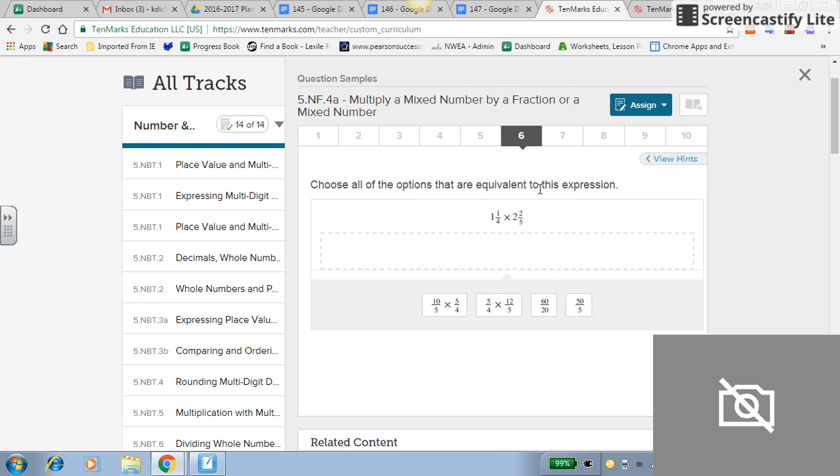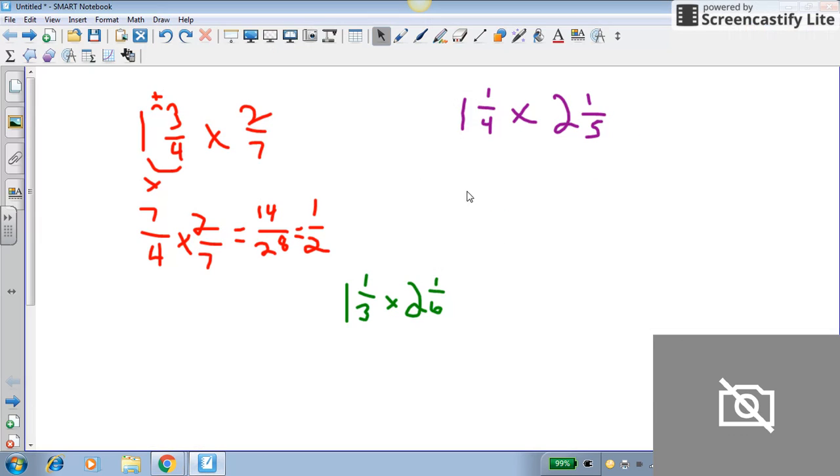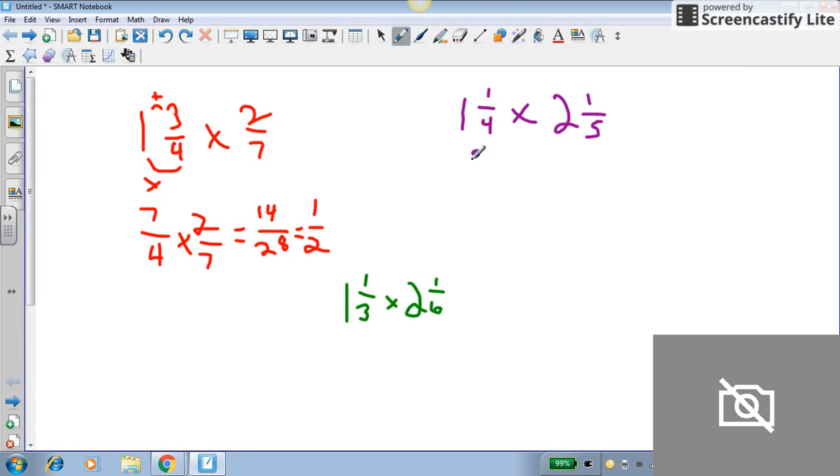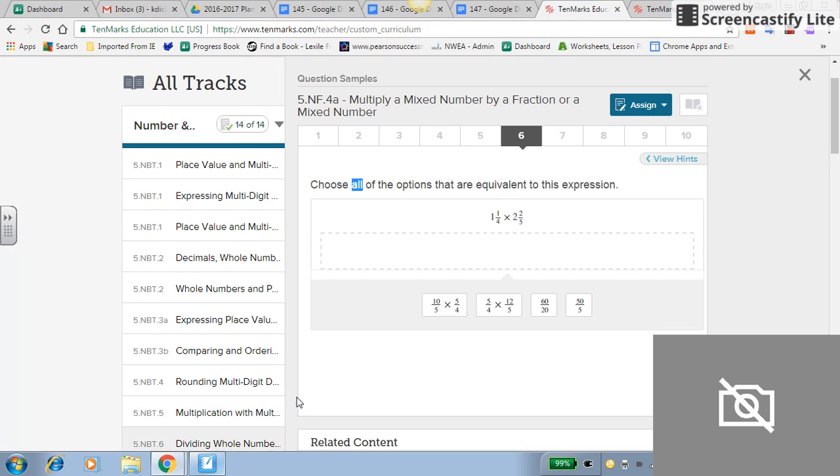All right, for here, we're just going to have to make sure that we choose all of the options that are equivalent. Right, so we're dealing with 1 1/4 times 2 2/5. So 1 1/4, remember the same thing here. We just want to do 4 times 1 plus our 1, that gives us 5/4 here, times 5 times 2 is 10, plus 1 is 11/5 here. So there's one thing right there. It converts to 5/4 and 11/5.